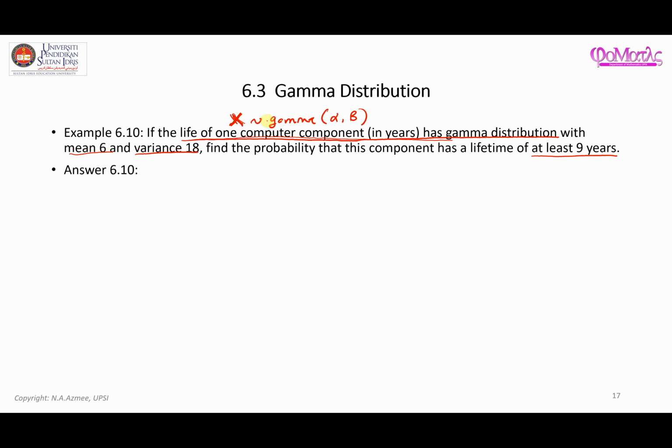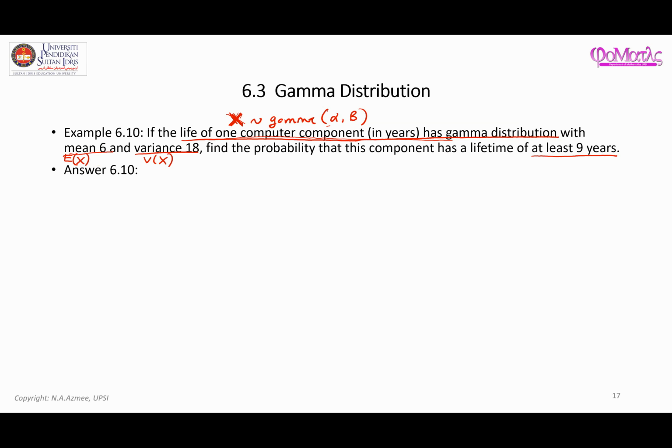We just use this notation to denote that our random variable X has a gamma distribution. And here are the parameters related to the gamma distribution: alpha and beta. If you know the values of alpha and beta, you can just replace the values inside. Now, here is the mean, which is equal to 6. In other words, this is the expected value of X, E[X], which is equal to 6. And this is the variance of X, 18.